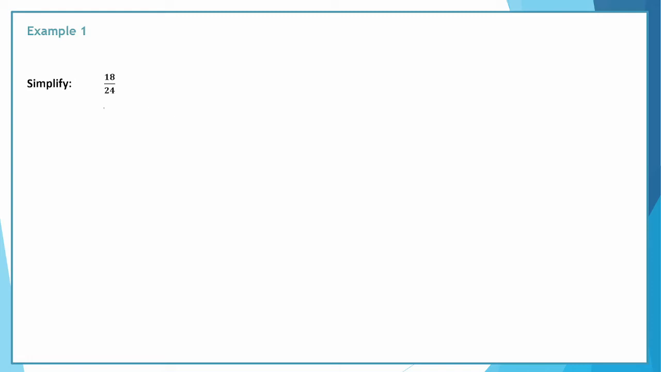So the first example we're going to look at in our fractions lesson is simplifying the fraction 18 over 24. So what does this mean? This means we want to get the top number, the numerator, and the denominator down to as small as possible. But in order to do that, we have to find the highest common factor between these two numbers. We can do that by using our tree method that we looked at in our previous lesson.